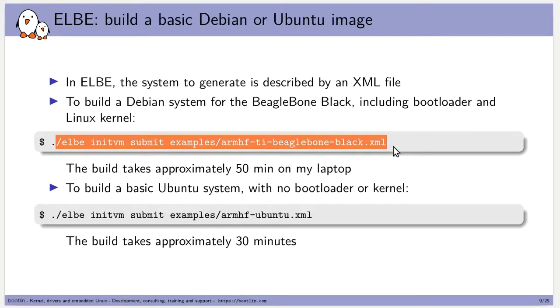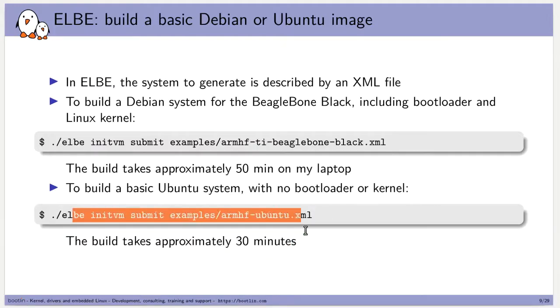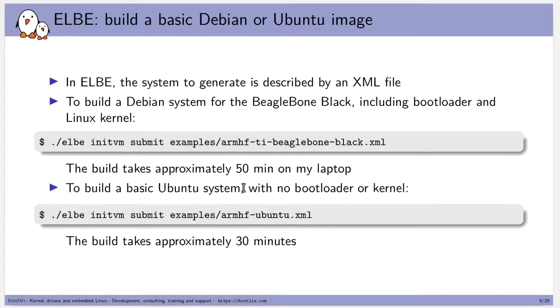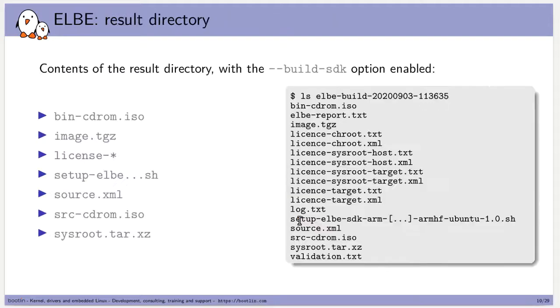It takes about 50 minutes on my computer. Another is to make an Ubuntu image, a distribution image. These two are in the ELBE source, in the examples repository directory, sorry. The ARM Ubuntu example does not have a bootloader or kernel, it's only the rootfs.